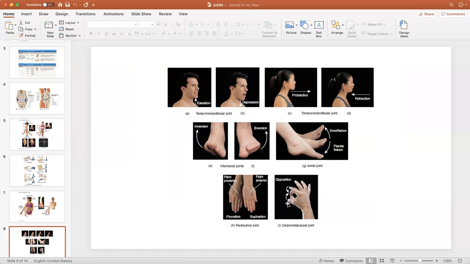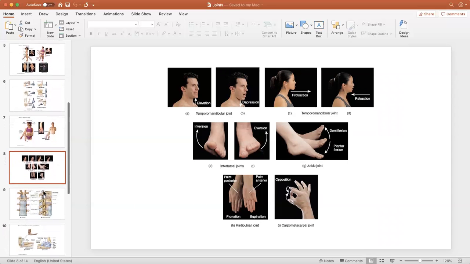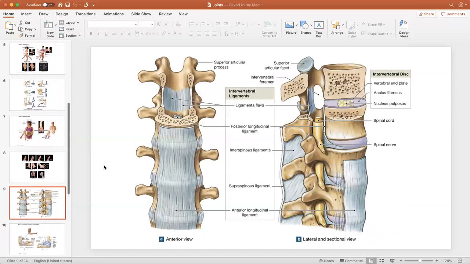And pronation, supination, and then opposition. Opposition is where you bring your fingers to your thumb. True opposition is your pinky to your thumb. You can oppose these two. So that's more movement. Okay, so we'll get into some of the actual joints.